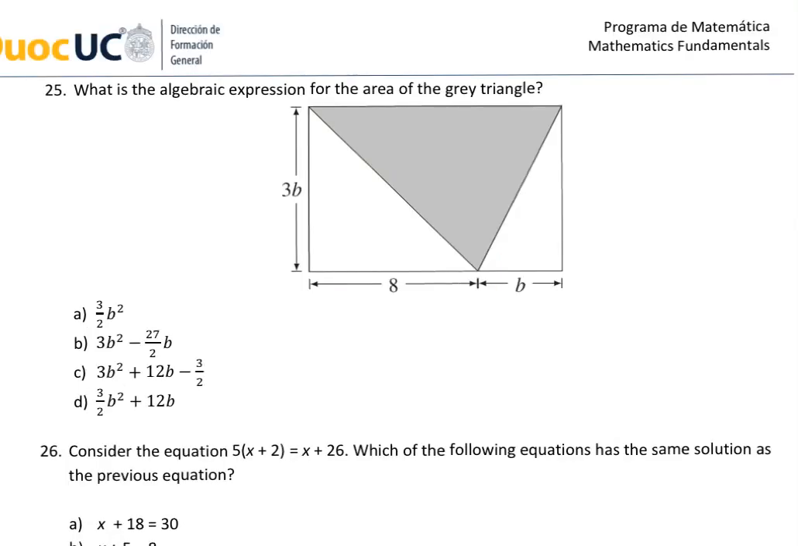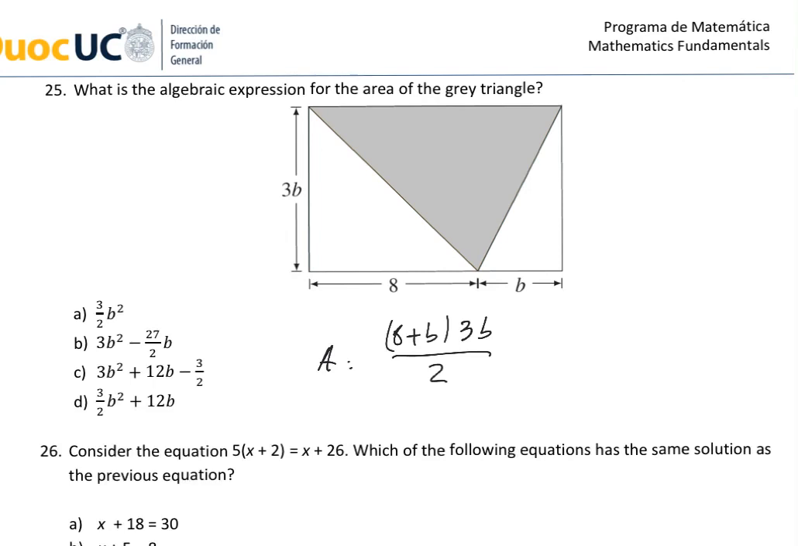Let's now do this one, 25. What is the algebraic expression for the area of the gray triangle? Do you remember the area of a triangle? Yes, base times height, divided by 2, right? So what is the base of this triangle? 8 plus b. What is the height? 3b. But we have to divide it by 2. So that is the area.